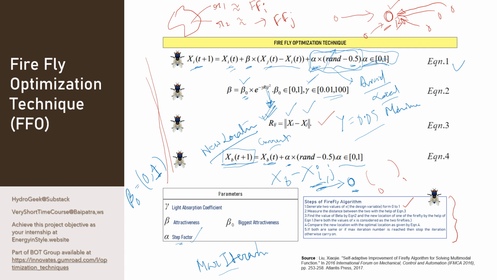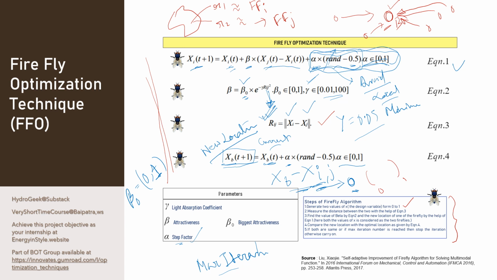So this firefly optimization technique, or firefly optimization algorithm, is a little bit easier because it has the capability of avoiding local minima and also identifying global minima. So it avoids local minima with the help of this part of the equation, the step factor. And it can compare its new location with the optimal location and can easily achieve the global optima with the help of this difference. So overall the procedure is also very easy.